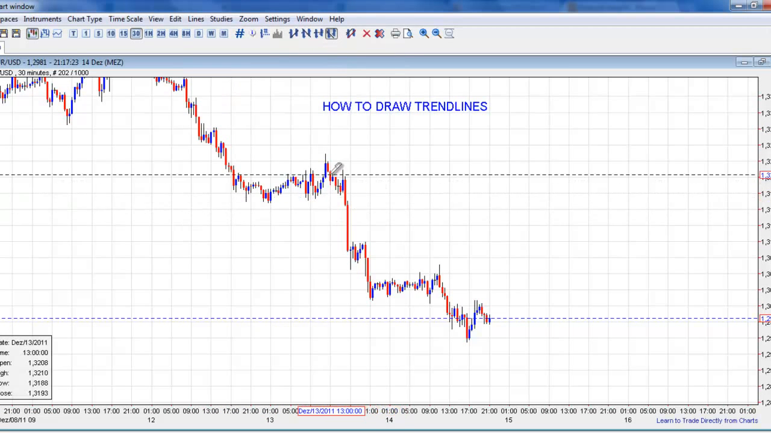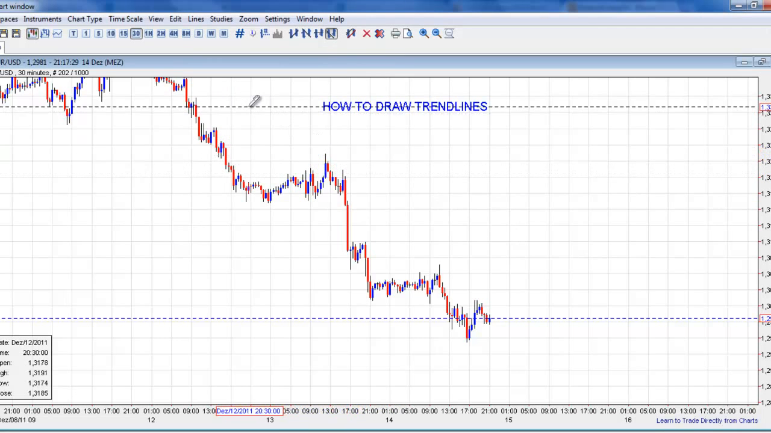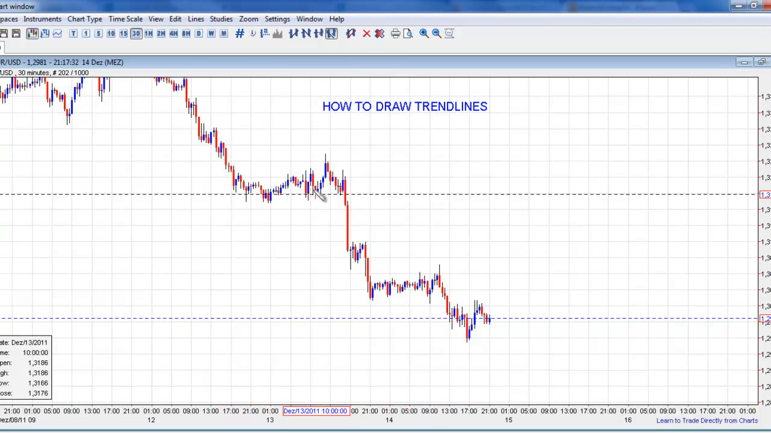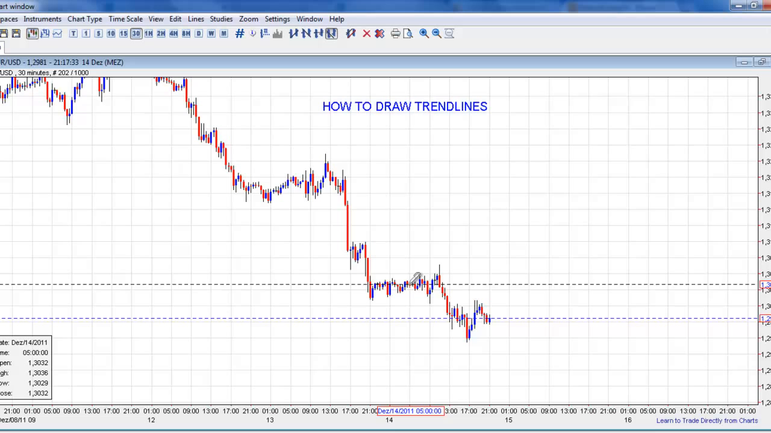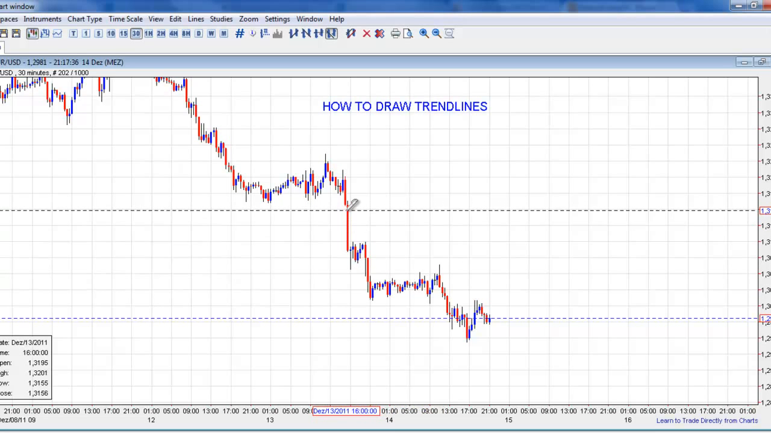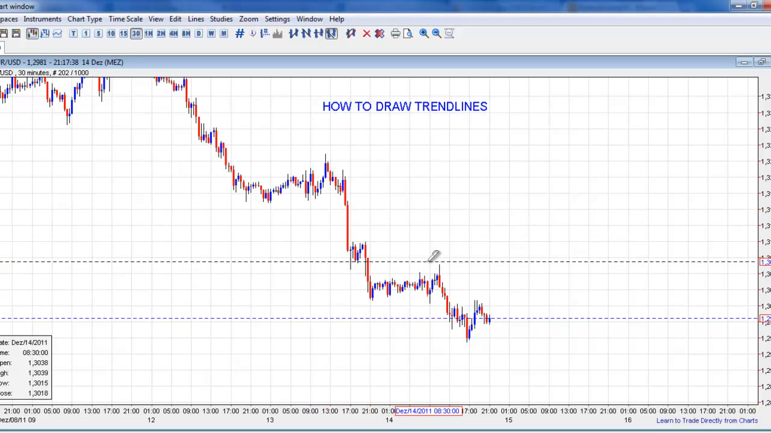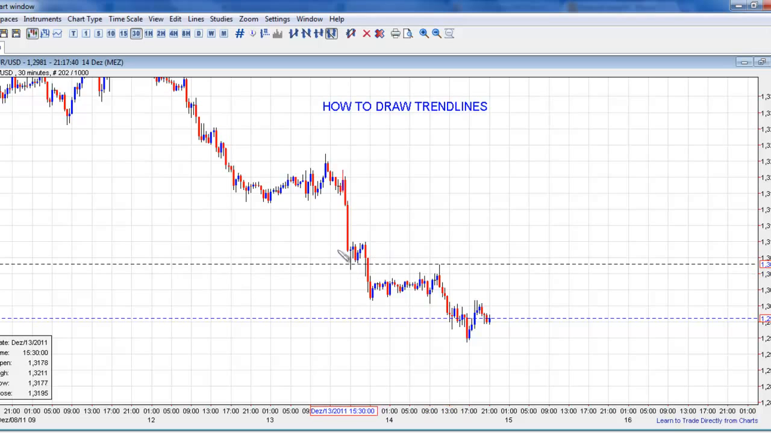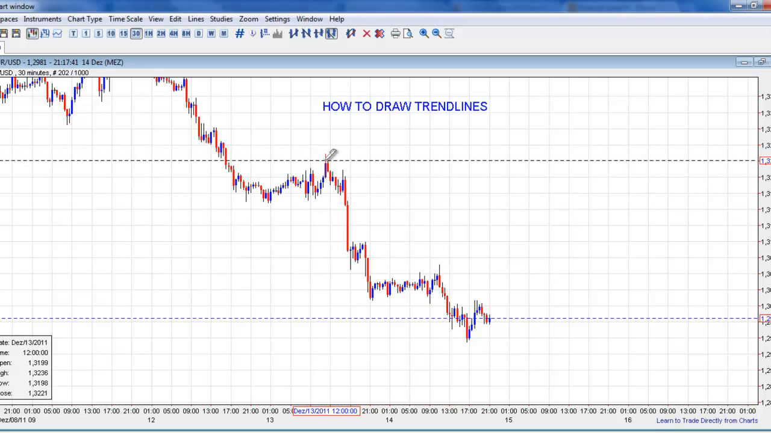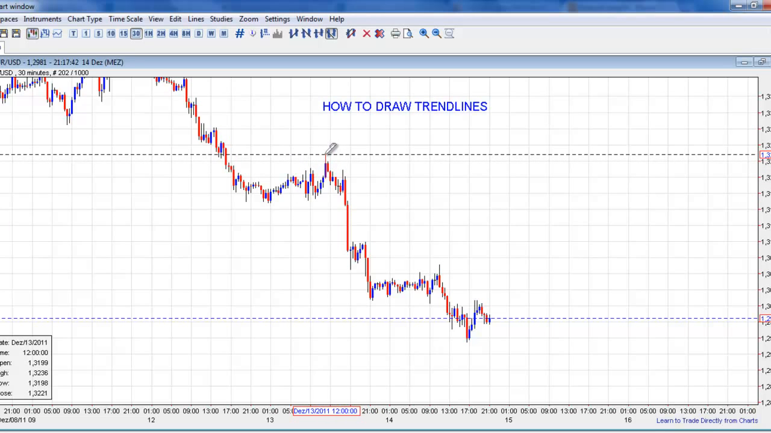Then we need to identify a high in the price. So look for the overall direction of the trend, which is the downside. So we really want to see where price can hold at resistance for a potential trade. So I'm going to look for a high point on the bar of the peak. I'm going to left click on my mouse.